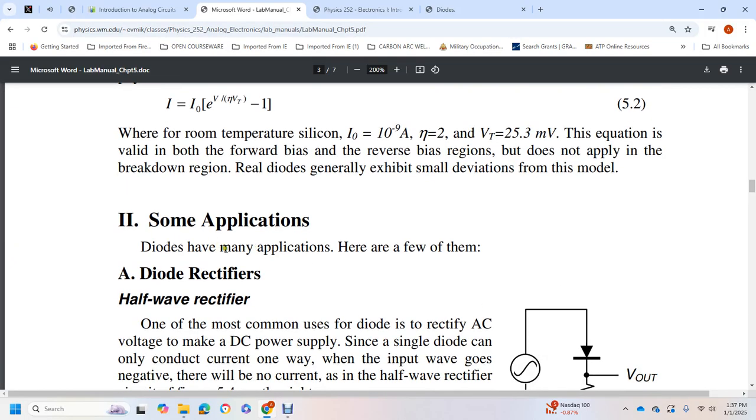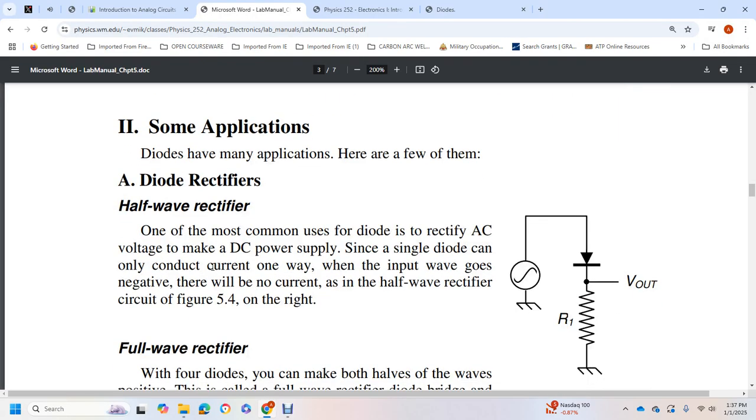Some applications: diodes have many applications. Here are a few of them. Diode rectifiers. Half-wave rectifier. One of the most common uses of diodes is to rectify AC voltage into a DC power supply. A single diode can conduct current only one way. When the input voltage goes negative, there is no current. The half-wave rectifier in Figure 5.4 on the right shows the input source, the diode, and a resistor.